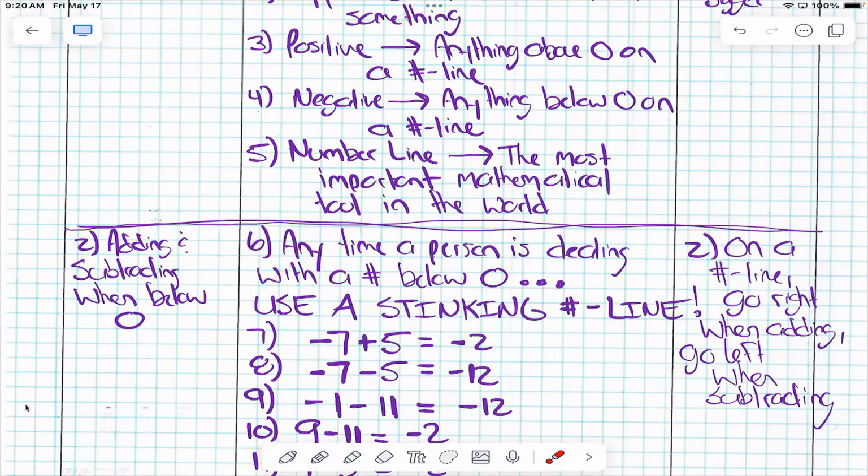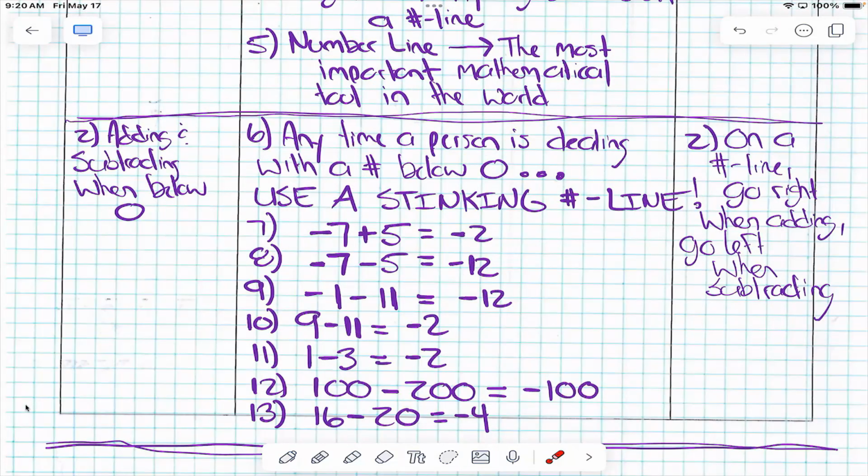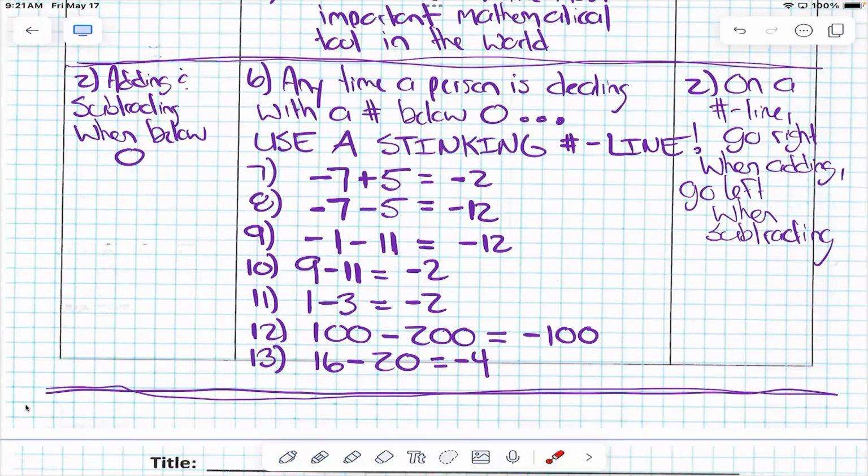All right, here you go. Adding and subtracting when below 0. So here we go. On the count of 3, let's read this together. 1, 2, 3. Anytime a person is dealing with a number below 0, use a stinking number line. As one of my students said years ago, Mr. Pottinger, we should just use a stinking number line and we can't get them wrong. And I'm like, you're right. If you use a number line, you probably will get them right.